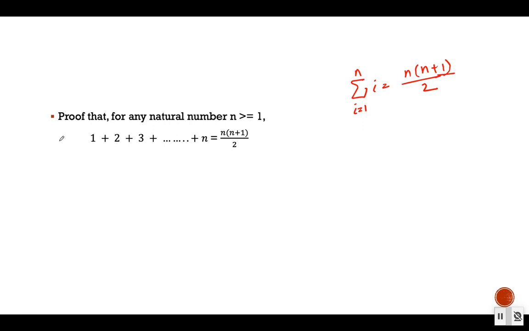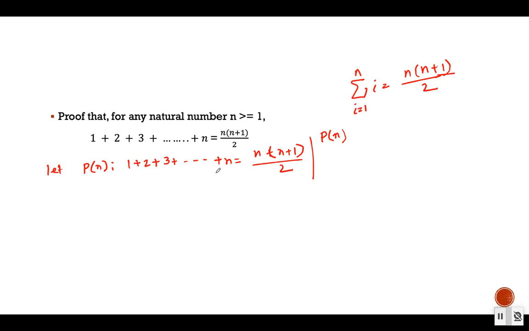When we are going to prove something like that, we have to make it clear what our propositional function is, what our base case is, and what our hypothesis is, meaning the hypothesis in our inductive step. So here we are going to prove a propositional function. In this case our propositional function will be: let Pn be 1 plus 2 plus 3 and so on up to n equals n times n plus 1 by 2.